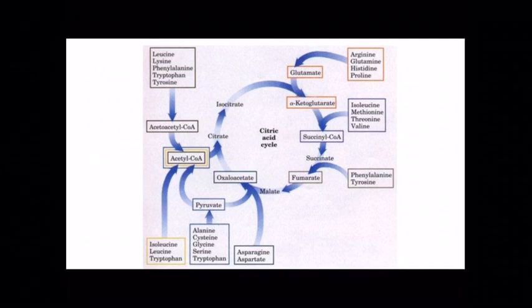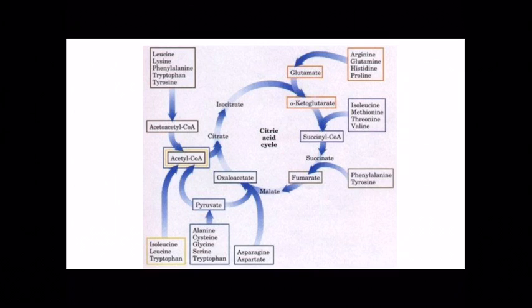So what does that look like? Remember that we have 20 different amino acids that make up all of our proteins, and each one has a slightly different structure. But what we're looking at here is the Krebs cycle, also called the citric acid cycle. It's turned on its side compared to how we were looking at it before. So the acetyl-CoA is all the way on the left, and the citrate is going off of that, going up and around that circle.